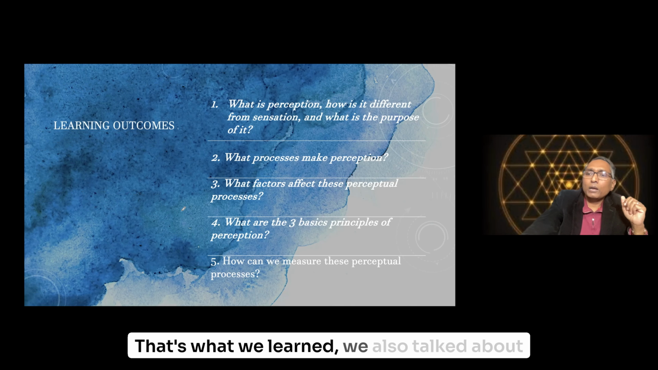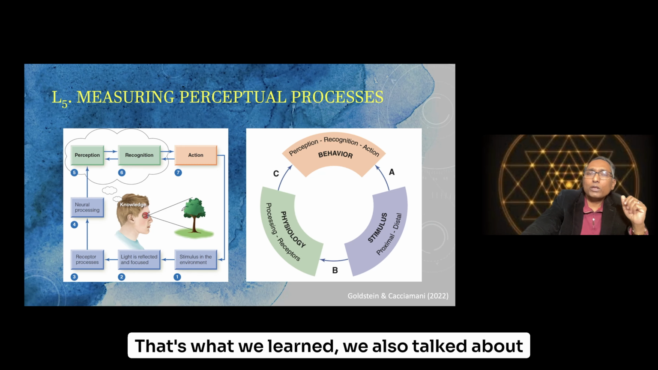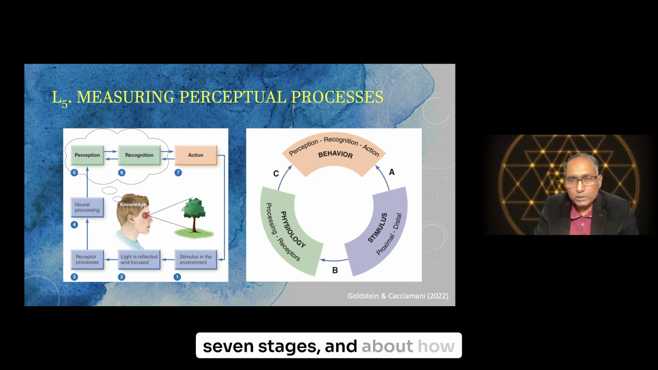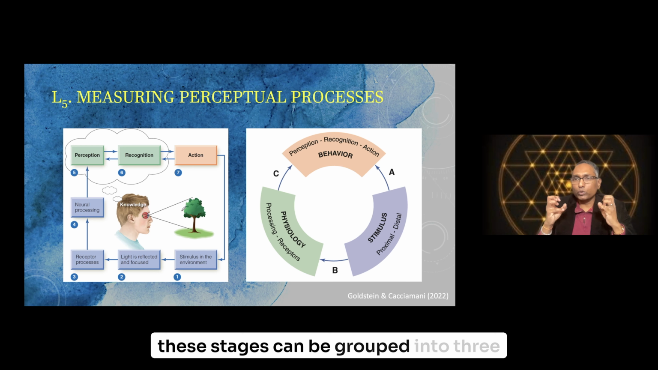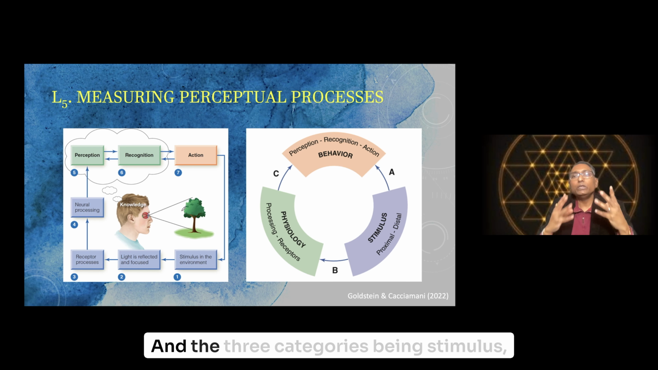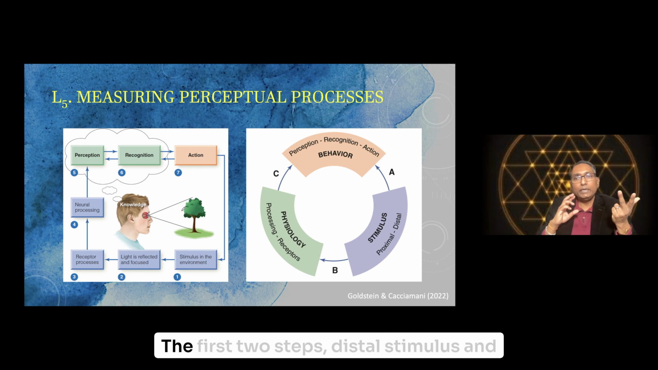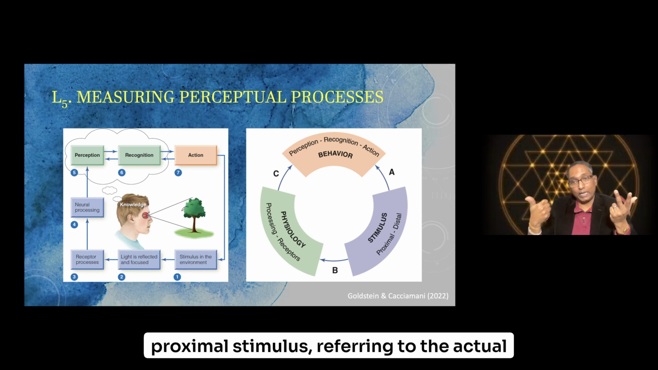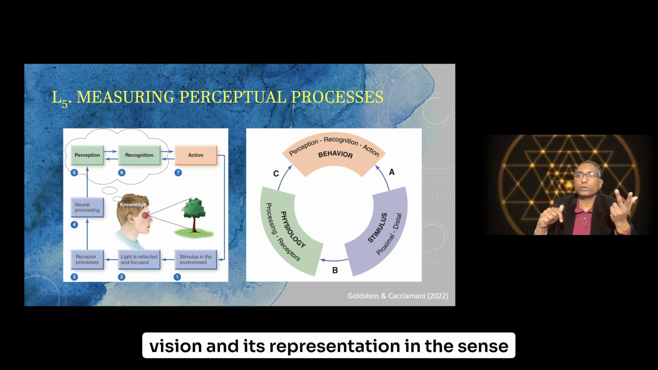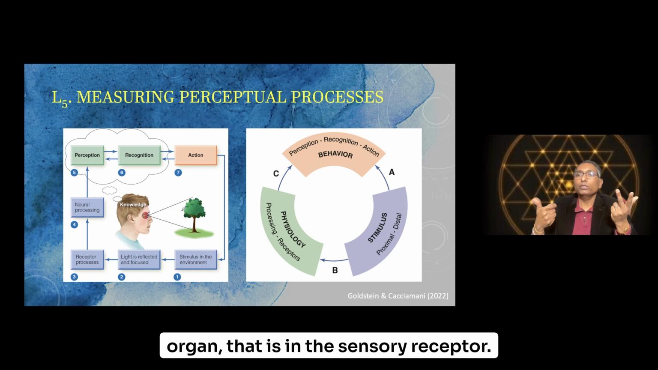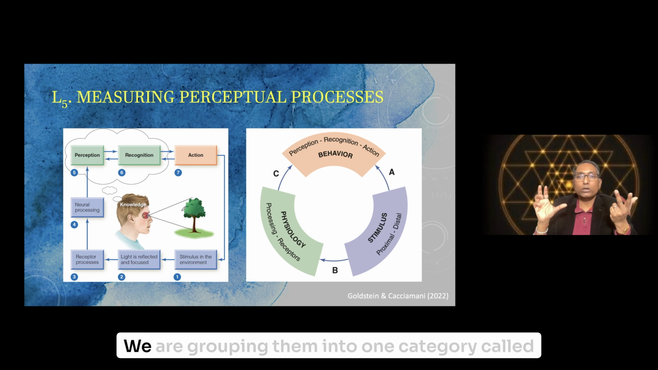That's what we learned. We also talked about 7 stages and how these stages can be grouped into 3 categories. And the 3 categories being stimulus, physiology, and behavior. The first 2 steps, distal stimulus and proximal stimulus, referring to the actual light that is reflected from the object in vision and its representation in the sense organ, that is in the sensory receptor. These two are related to stimulus.